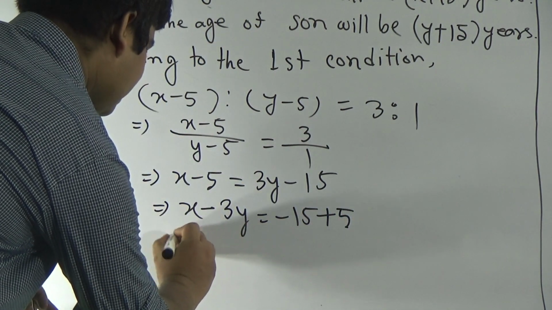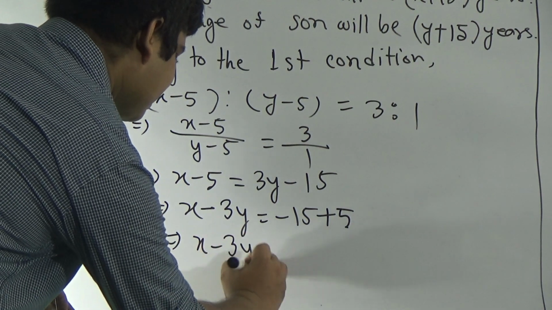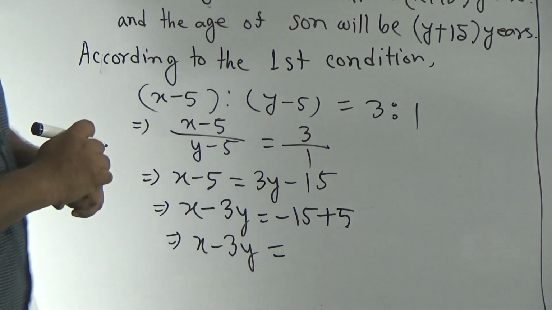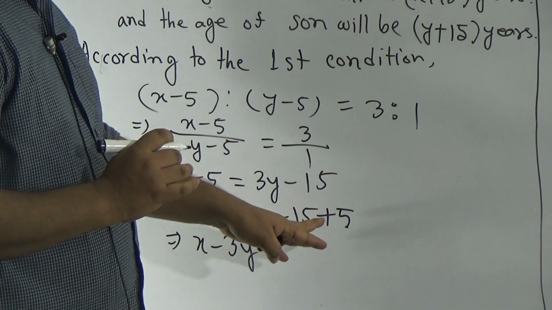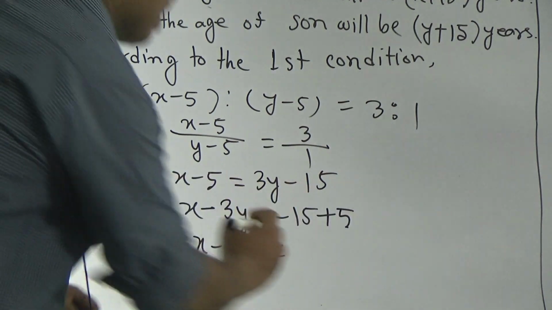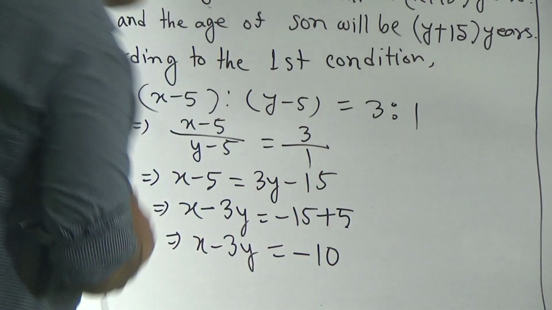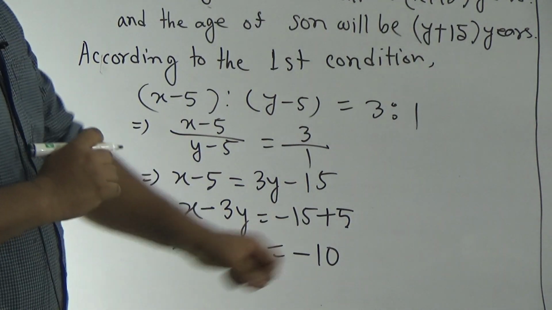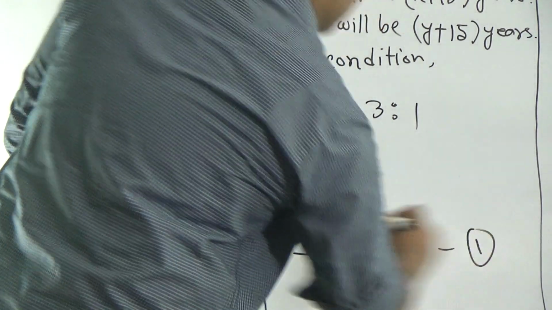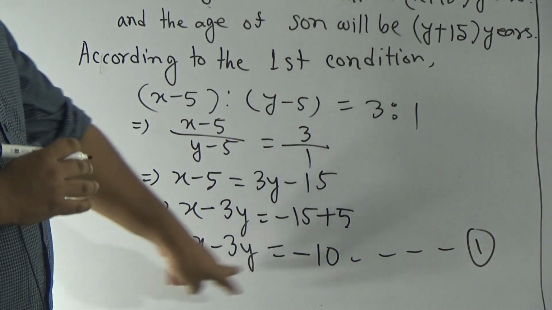So my dear students, notice x minus 3y equal to, if we subtract minus 15 from plus 5, then we get minus 10. So this is equation number 1. I hope you have understood. So this is the first condition.